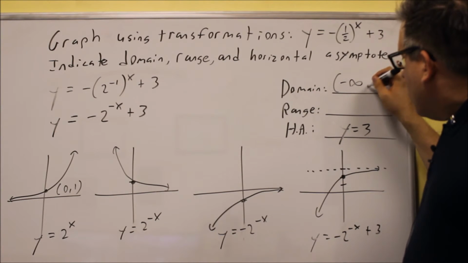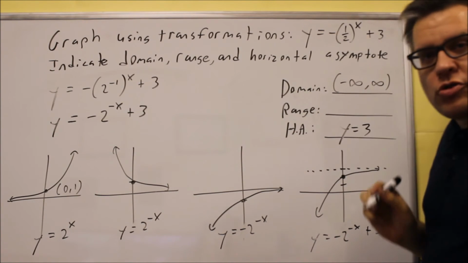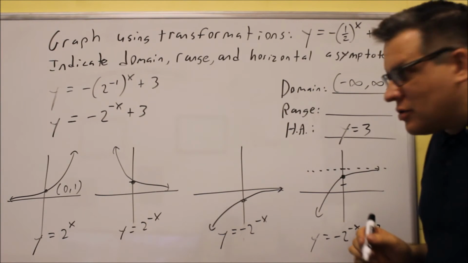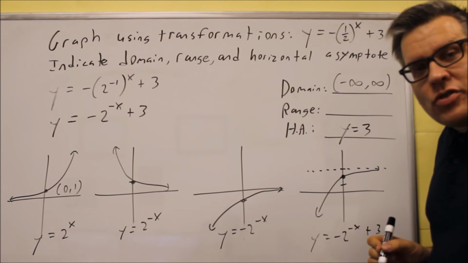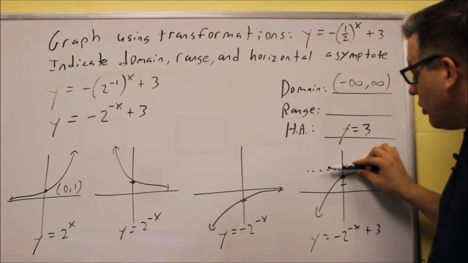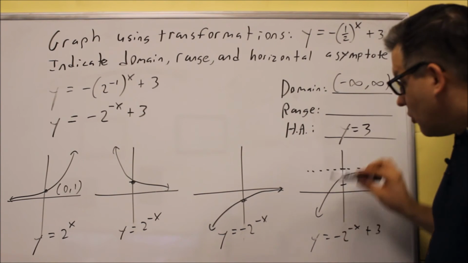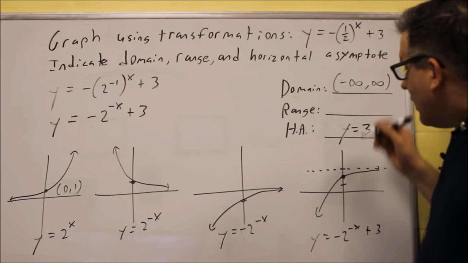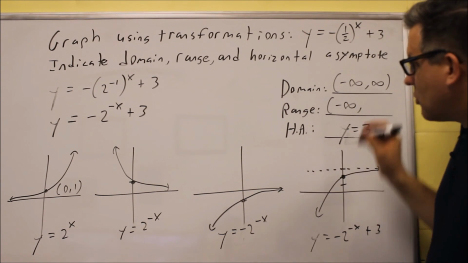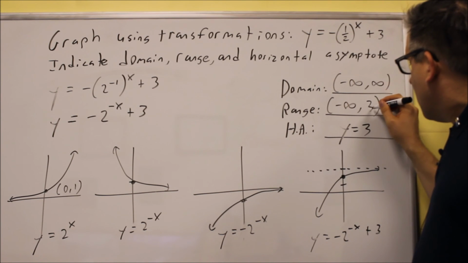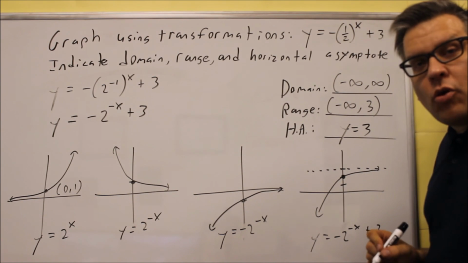Domain: negative infinity to positive infinity. Once again, no surprises here because there's no restriction on what values you can put in for x. For the range, it's talking about what y values the graph is using. In this case, the graph is only using values that are less than 3. So it's going from 3 all the way down to negative infinity. When we write our interval notation, we put the smaller number first. So we're going to go negative infinity to 3. And once again, we use a parenthesis on that because the graph is never actually going to reach the horizontal asymptote.